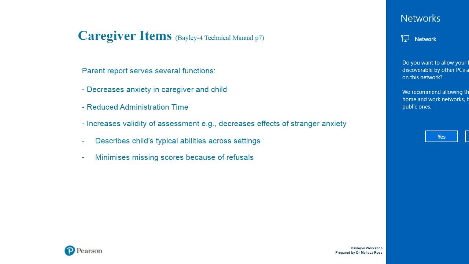The Bayley-4 has several caregiver items. These are designed to decrease anxiety in both the caregiver and the child. The information from the caregiver also describes the child's typical abilities across settings, reduces test duration time, and minimises missing scores due to the refusal by the child to complete a task.